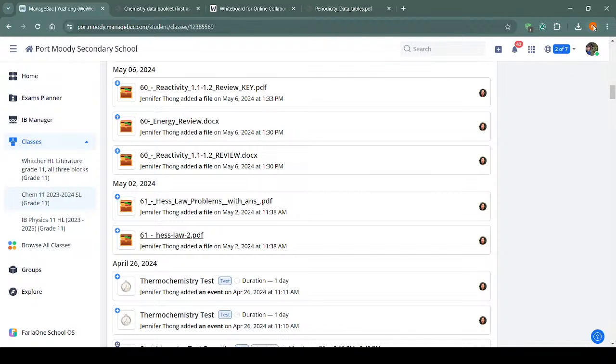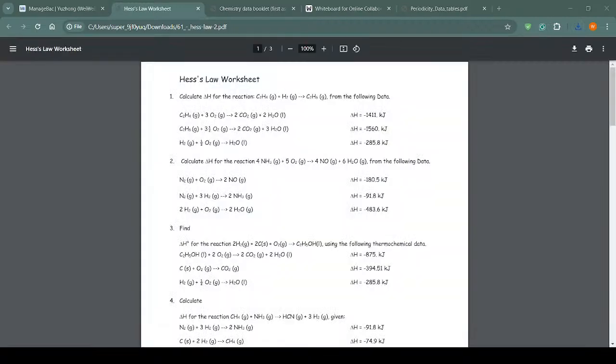What's Hess's law? I don't even remember this. Aaron said we got it? Okay, that's good. Oh, okay. Hess's law is just like adding that stuff. Okay, this is just math, literally. So, calculate delta H from the following data.